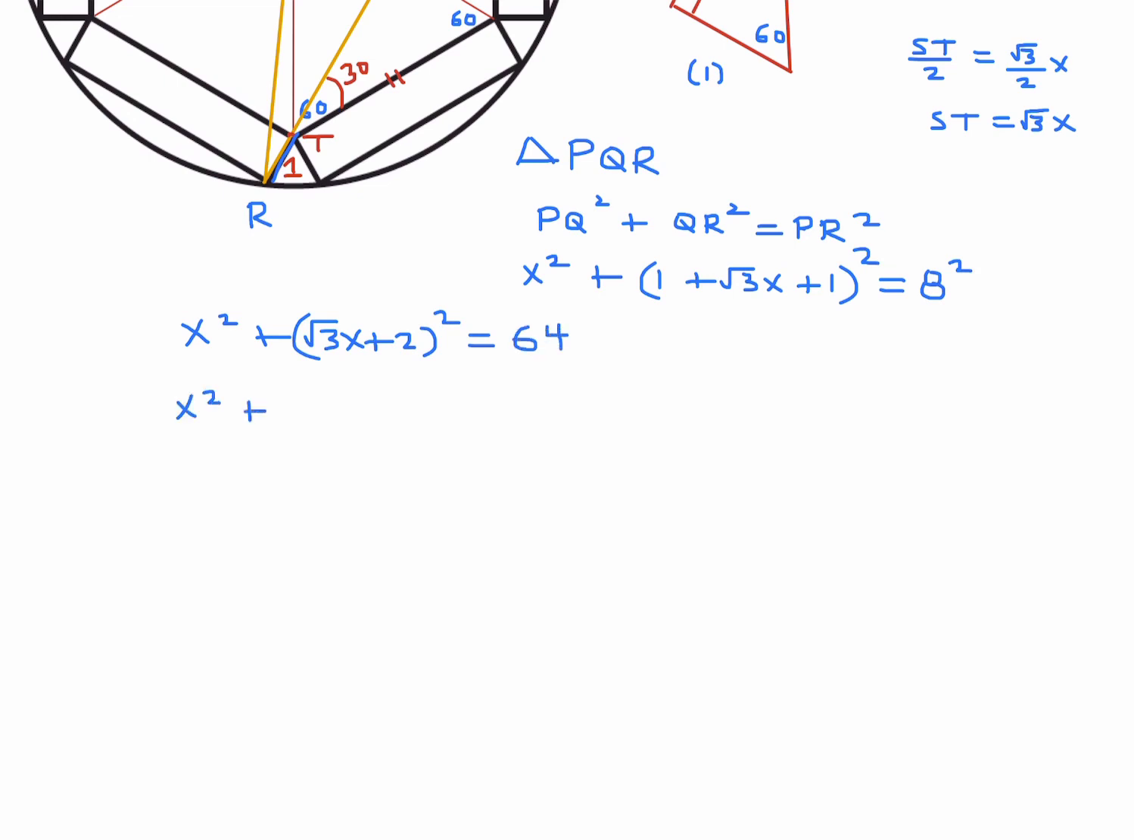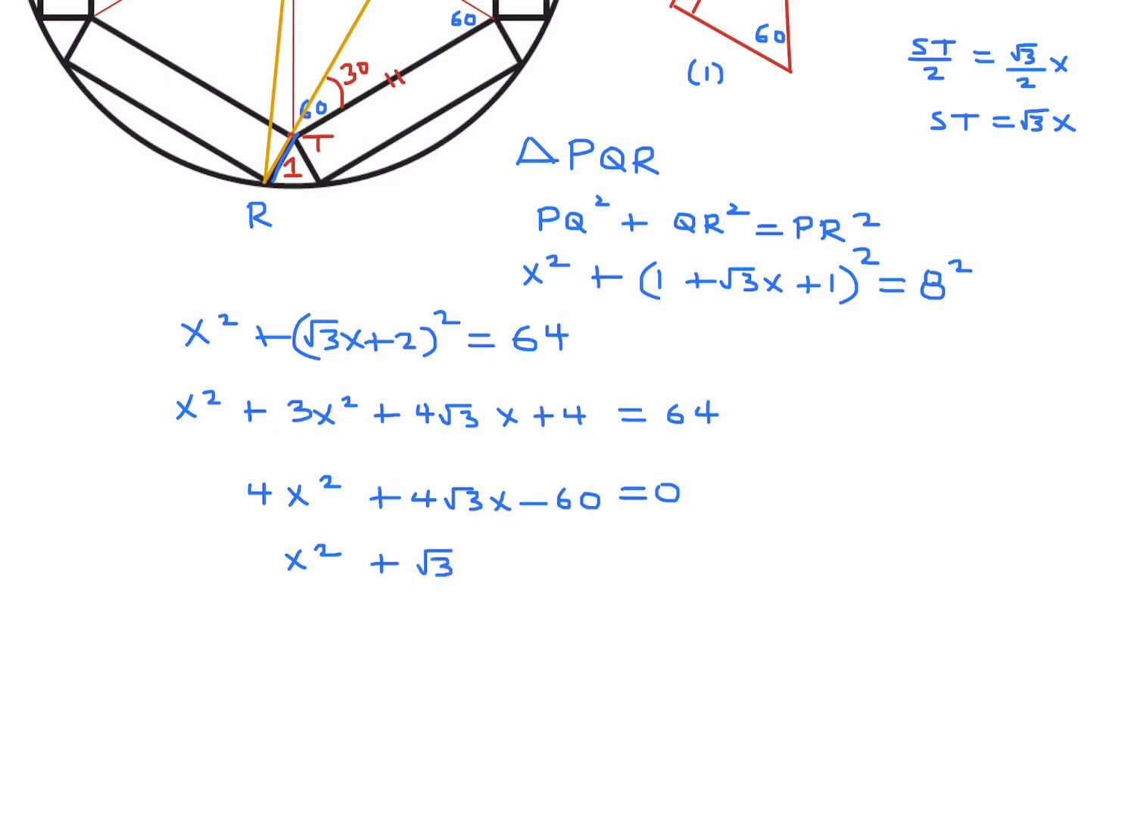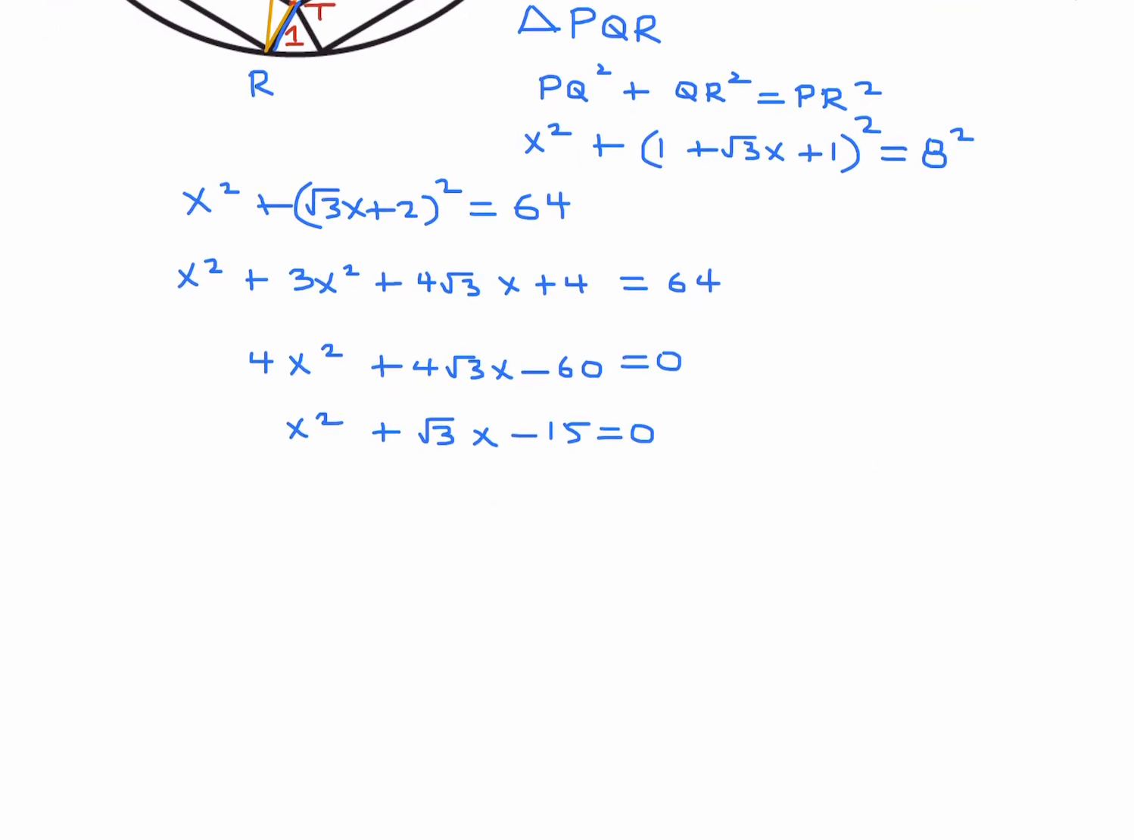So we've got x squared plus root 3 x plus 2 all squared is equal to 8 squared, which is 64. So this is x squared plus 3x squared plus 4 root 3 x plus 4 is equal to 64. Bring everything over on one side, collect like terms. 4x squared plus 4 root 3 x minus 60, divided by 4 will get rid of a lot of 4's. And we just get left with x squared plus root 3 x minus 15. And this is most likely going to need a quadratic to solve.